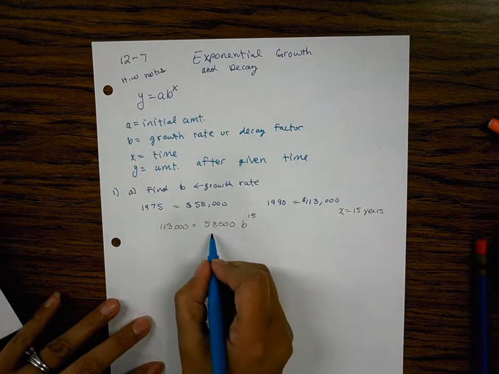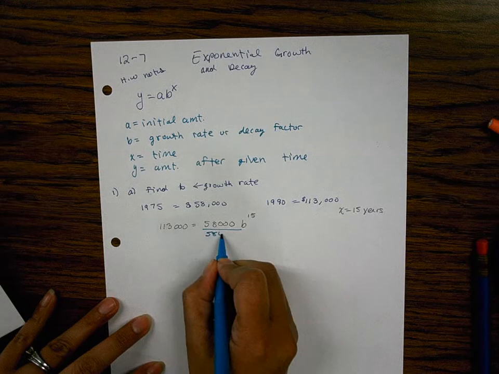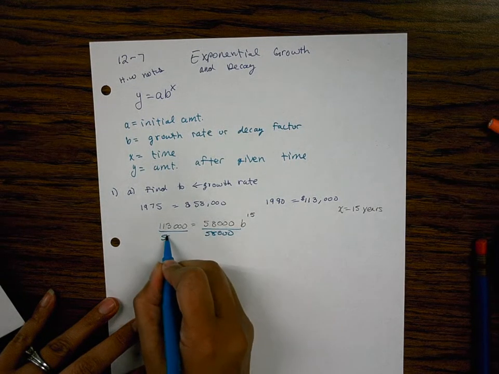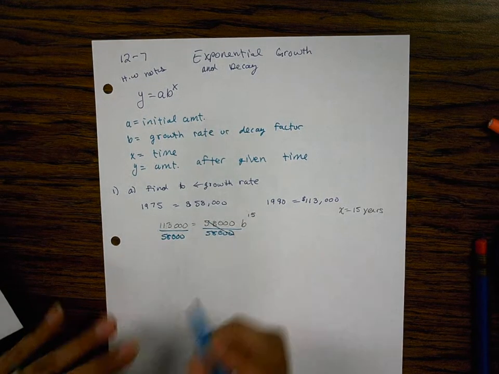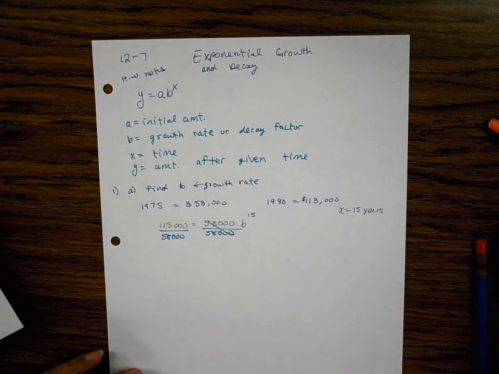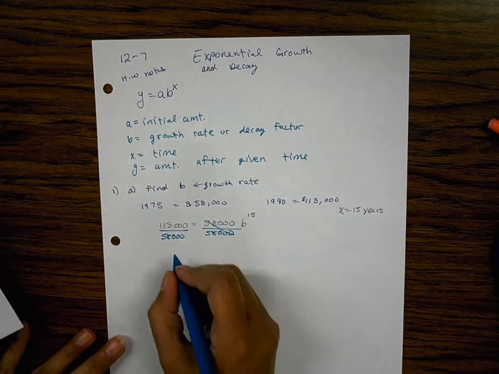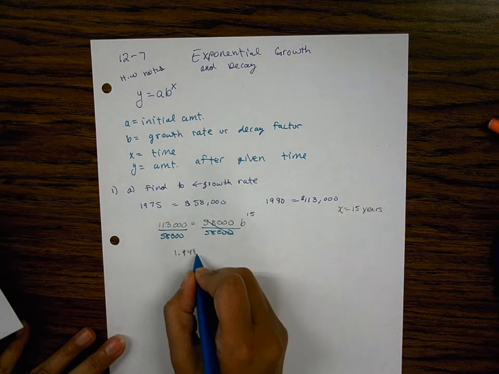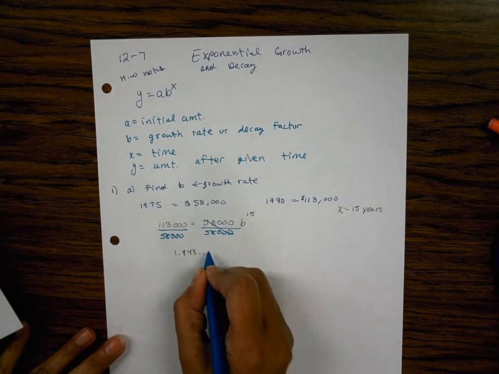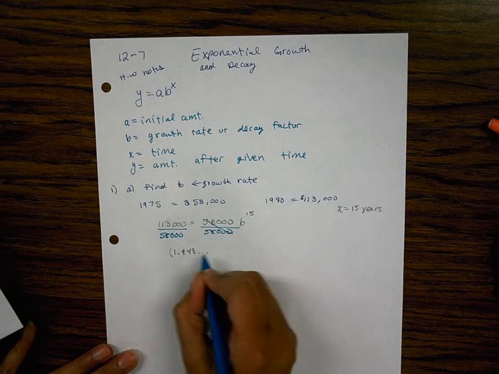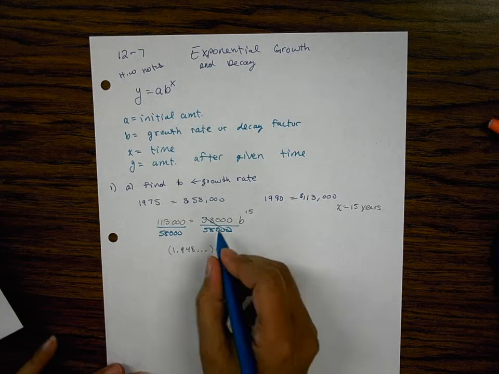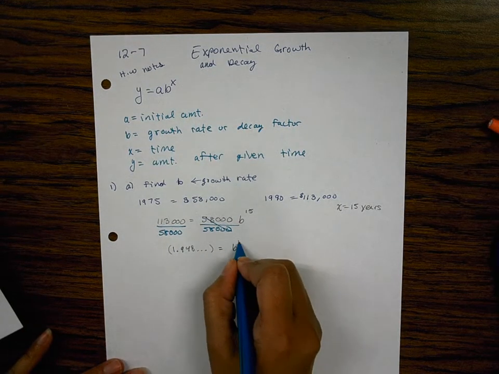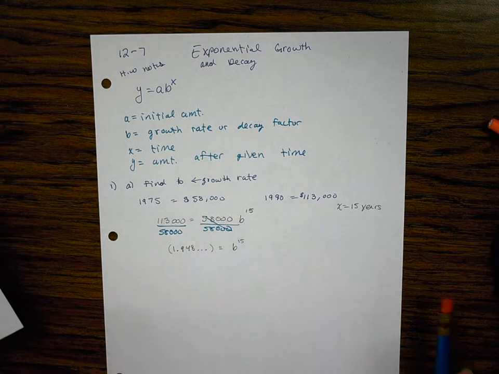So we're going to divide both sides by 58,000. Plug that in your calculator. And when you plug it in, you get 1.948... I'm going to put the dots because I don't want to round it, but I don't want to have to write the whole number. Just leave the big number in your calculator. Equals b to the 15th power.